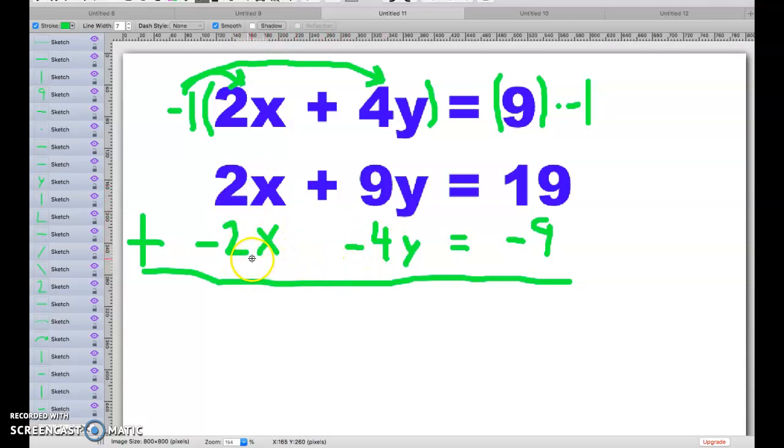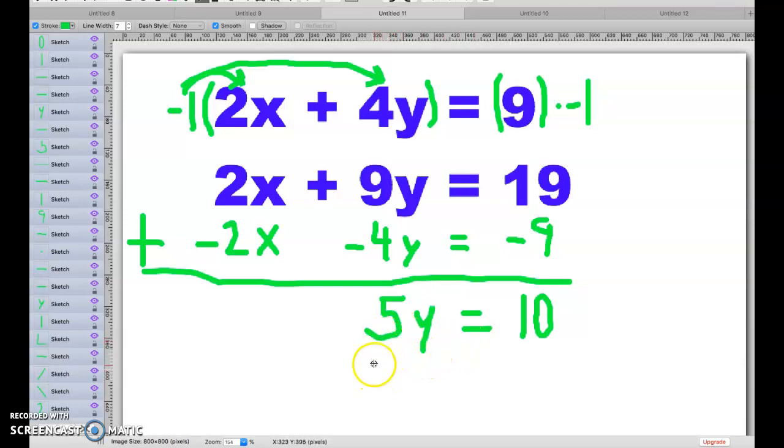Look, 2x plus negative 2x, those cancel each other out. So I'm not going to write anything here. 9y plus negative 4y is 5y. And 19 minus 9 is 10. Cool. See, this is a very simple equation. 5y equals 10. We just have one variable to deal with.